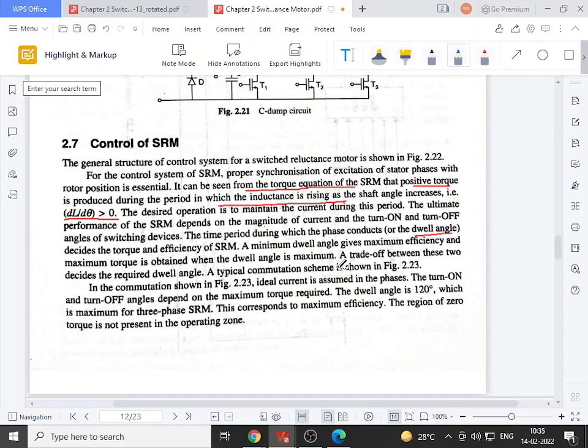Okay. Now for SRM, proper synchronization of the dwell angle should be there, and that dwell angle generally varies between minimum and maximum value. Okay, so there will be no perfect maximum or minimum angle conduction. In any SRM it does not conduct always at the maximum angle or at the minimum angle, it is not like that. So for proper synchronization or proper working of that SRM, the dwell angle, or in simple terms the conduction angle of the particular power semiconductor switches, varies in between a minimum and maximum dwell angle position.